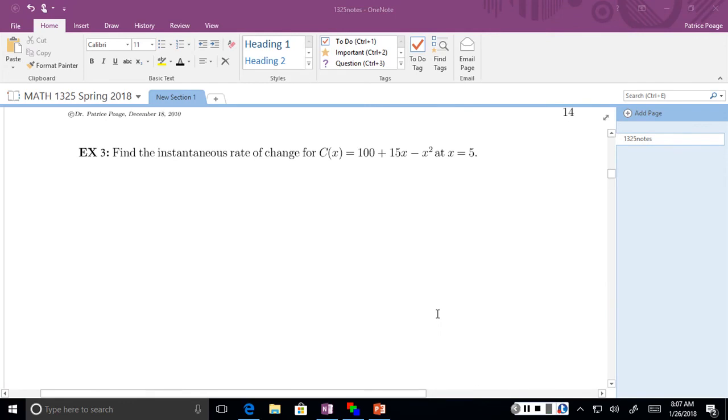All right, so we're going to find the instantaneous rate of change for this function at x equals 5. What that really means is find the derivative of this function at x equals 5. What that really means is find the slope of this function at a single point. The only way we know how to do this at this point and through test 1 is using the limit definition of derivative.